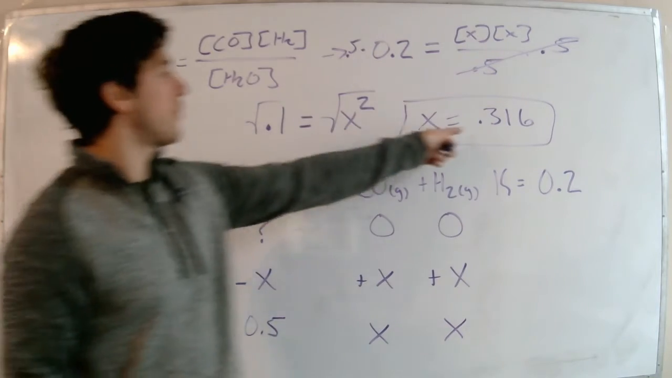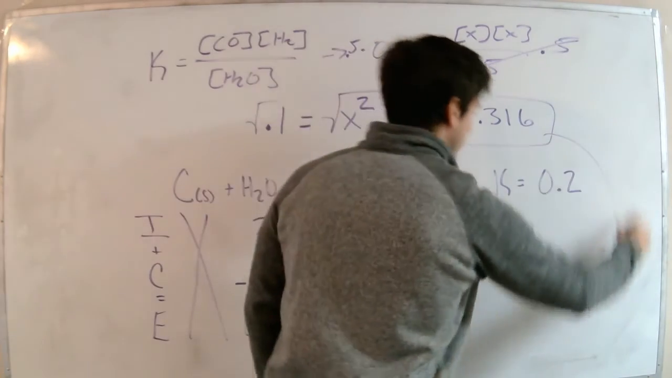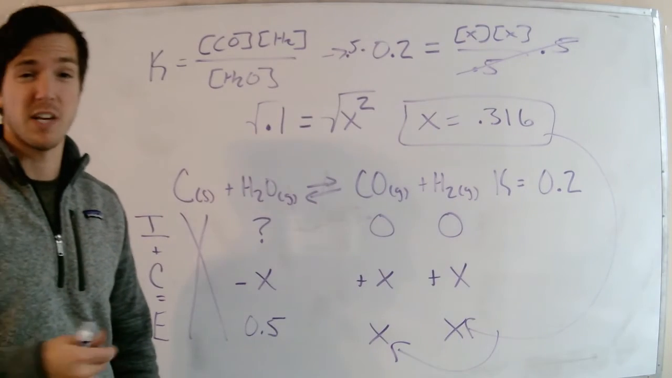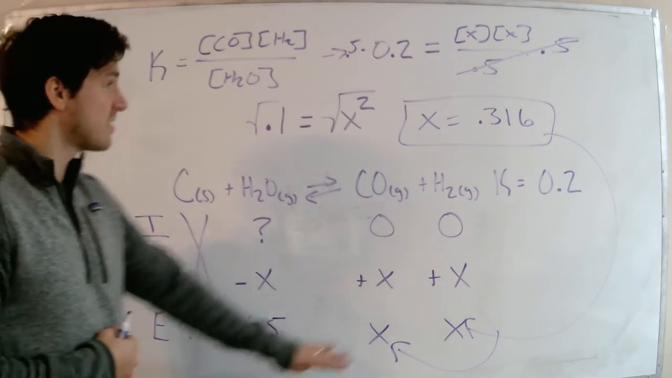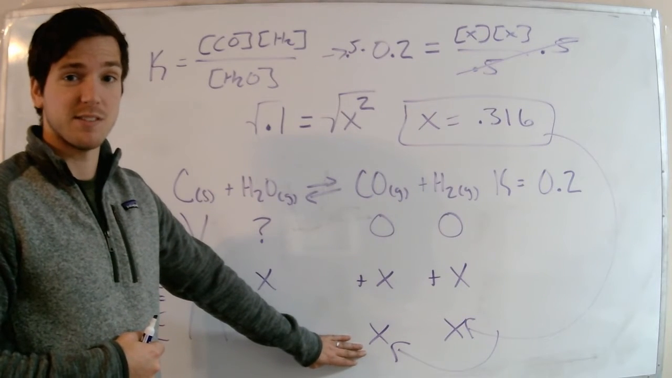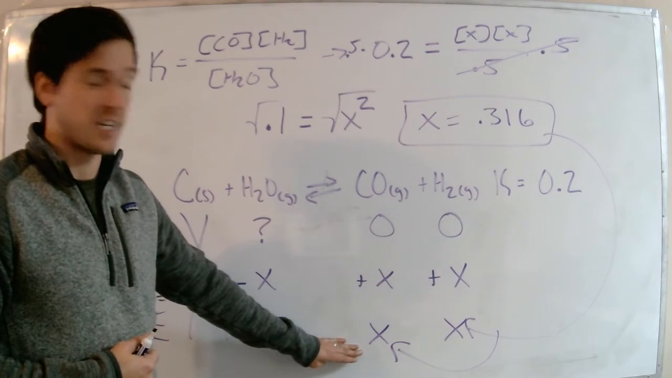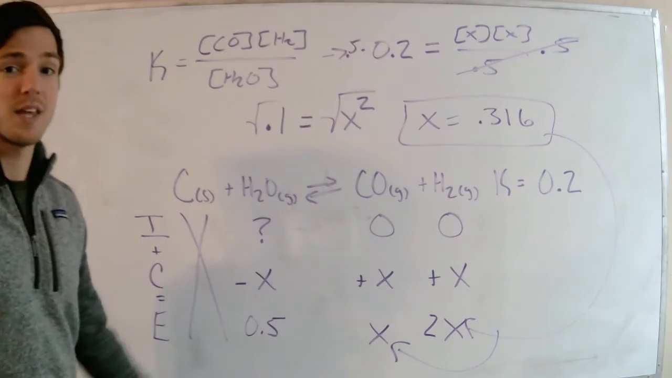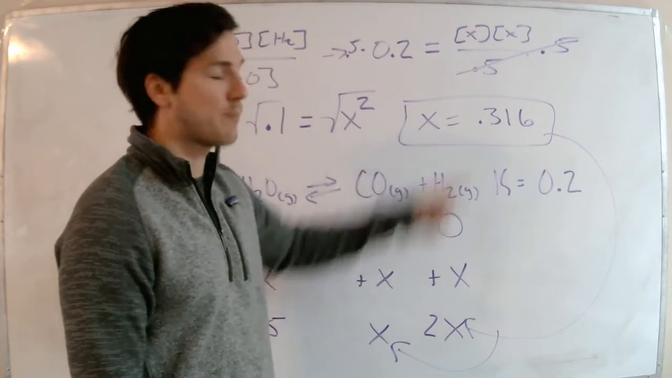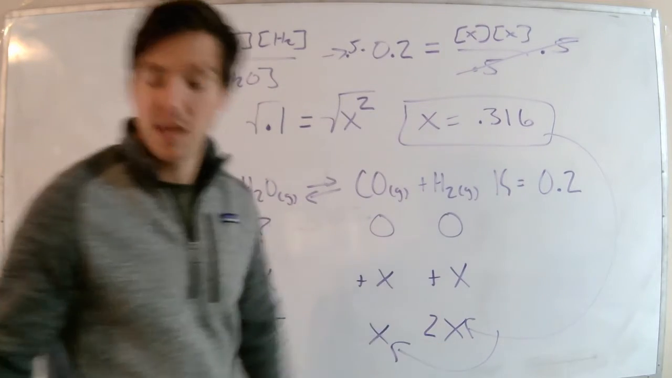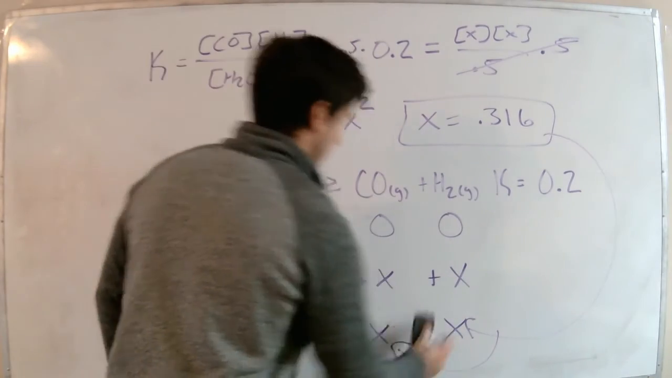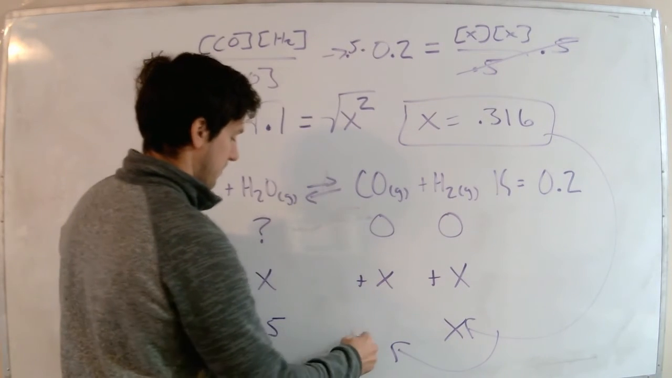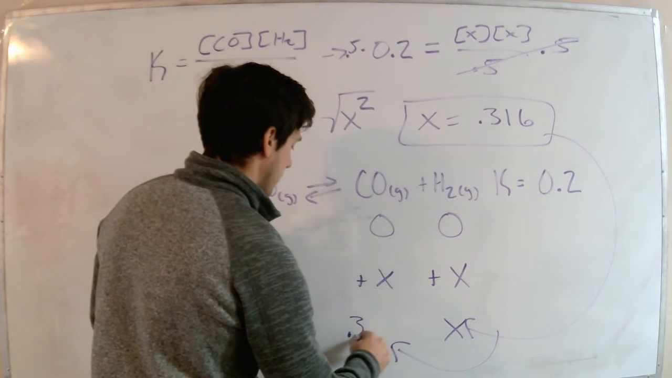Well, x equaled 0.316. Don't forget you have to plug it back in to this last expression. People forget to do that all the time. Here it's fine, because x is just x. I don't have to change anything. But what if this was 2x? Then I would have to multiply my x by 2 to get my equilibrium concentration. But thankfully, my equilibrium concentration was just x, so my concentration of CO at equilibrium is just 0.316.